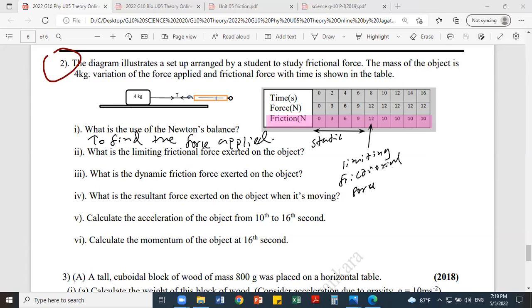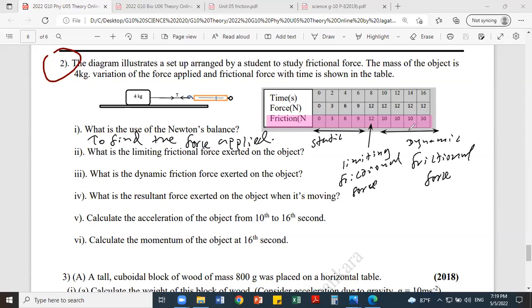And what is this? 10, 10, after that it slowly decreases and remains the same. What is this 10, 10, 10? Who can tell me? Any volunteers? After the limiting frictional force it decreases, and then the object is moving because... Sohana? Dynamic frictional force. Yeah, very good. That is dynamic frictional force.